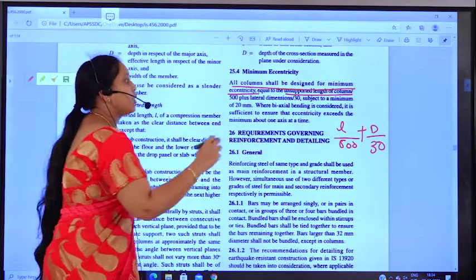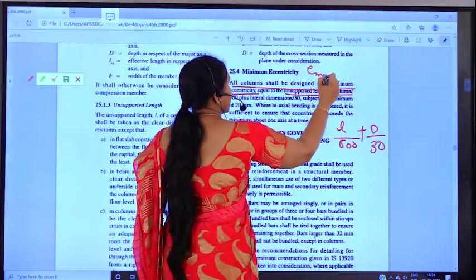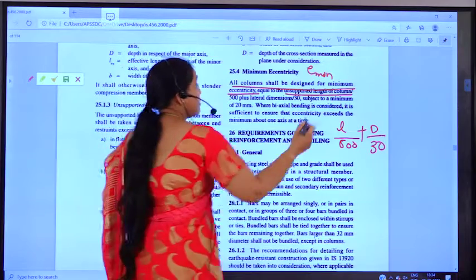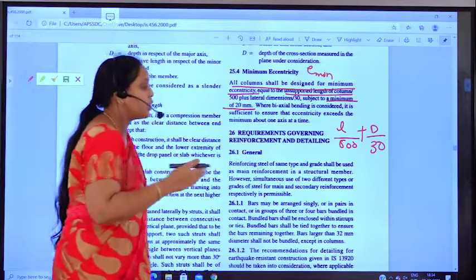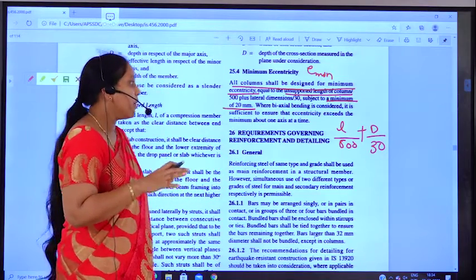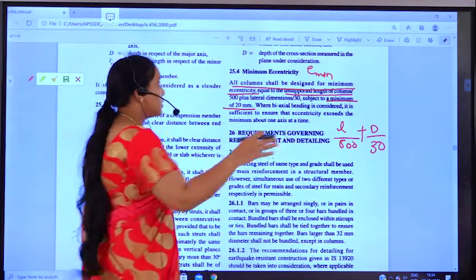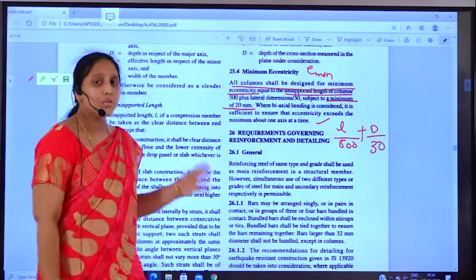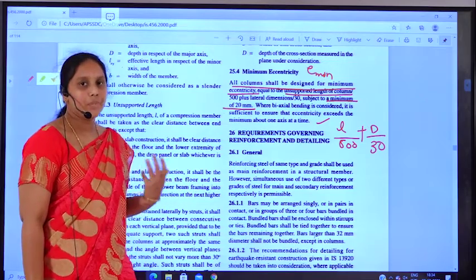This is how we calculate the E minimum, the minimum eccentricity, as per IS 456 2000, and the minimum value should be 20 mm. So even if the calculated value is less, a minimum of 20 mm has to be considered. This is how we calculate the E minimum. By doing all this, the dimensions of the column can be calculated.